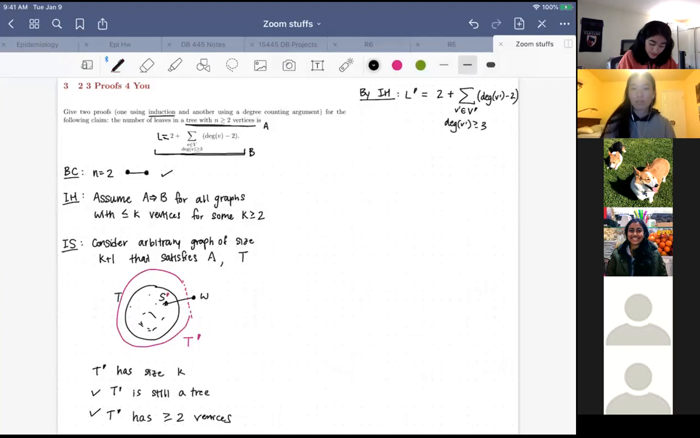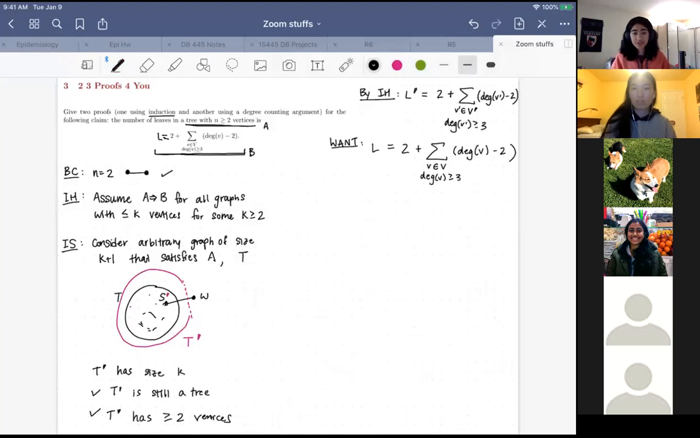And what we really want to show is that the same summation holds, but in T. So in other words, the number of leaves in T is going to be equal to 2 plus the sum over the vertices in T, not T prime. This whole summation is what we want to show. So this is normally the meat of the proof. This is where we have some casework and some things to consider.